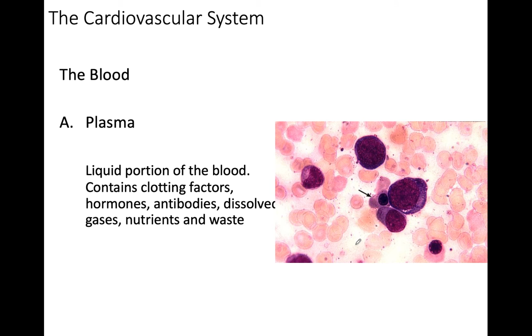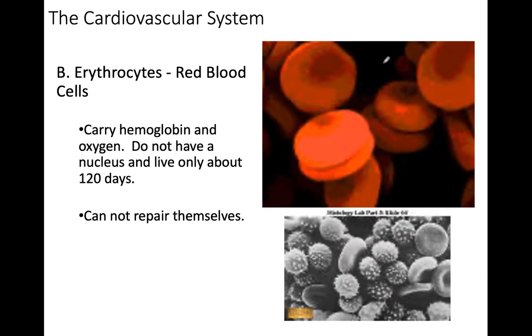Now, quick review of the contents of the blood. You have blood plasma, which is the fluid that the blood actually swims in, and this houses hormones, antibodies, nutrients, gases, and wastes. Then you have the red blood cells. These red blood cells are disc-shaped cells. They are large, and they are there to carry gases like oxygen and carbon dioxide. And the way they do that is with a protein called hemoglobin.